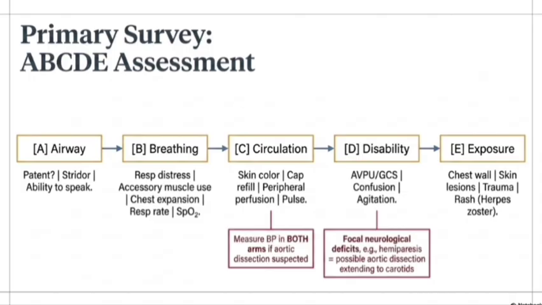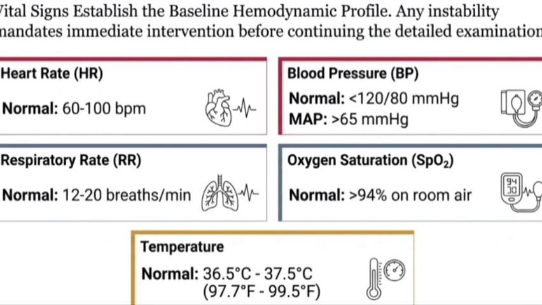Then you expose the area of chest pain and look at the chest wall for skin lesions, any trauma, or rash related to herpes zoster. Jotting down blood pressure, heart rate, respiratory rate, saturation of oxygen and temperature is of paramount importance. It should be done promptly after having a general look at the patient.